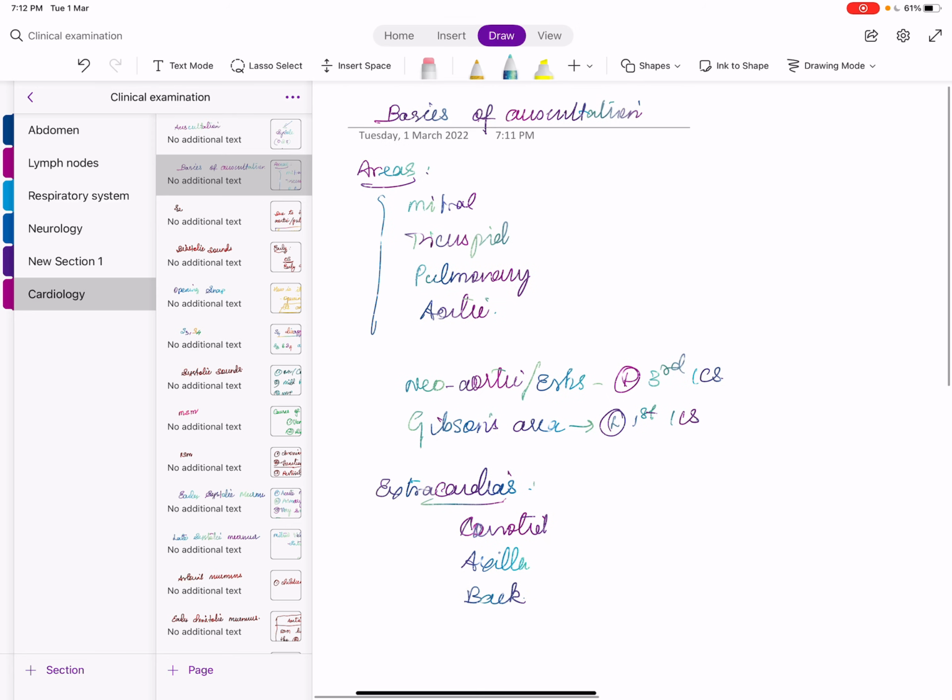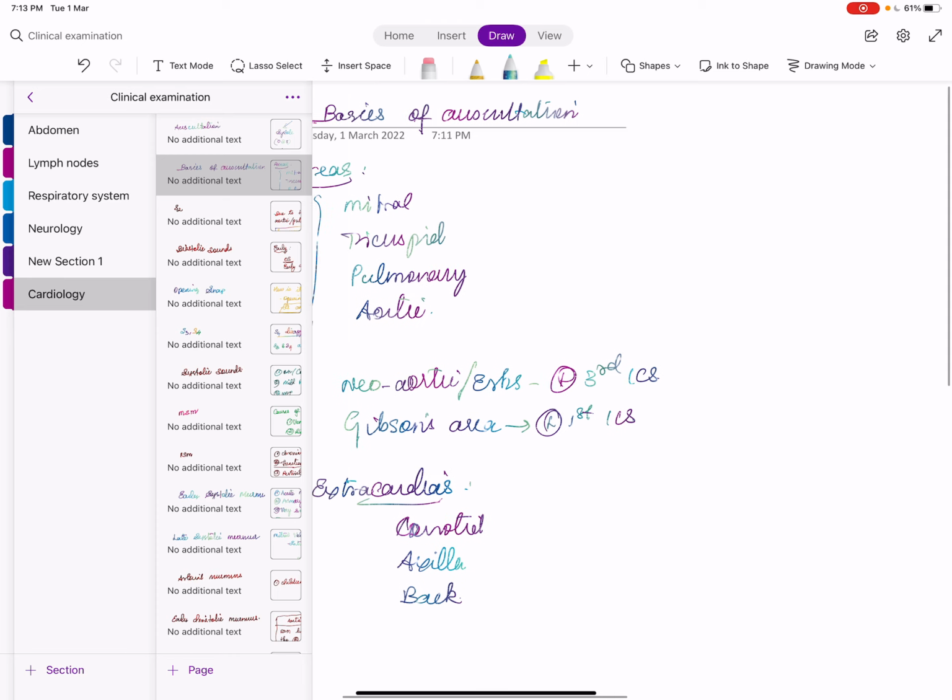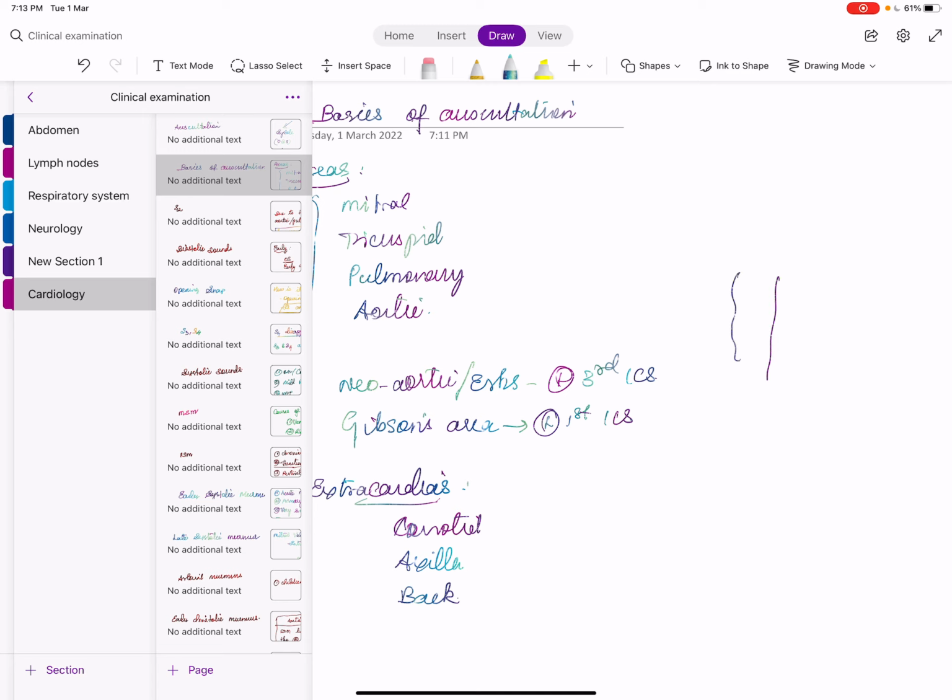What is S2 now? It is the sound produced due to the closure of the aortic and pulmonary valve at the beginning of diastole. Again, this has two components: the sound produced by closure of the aortic valve, which is A2, and the sound produced by closure of the pulmonary valve, which is P2. What important event occurs between S1 and S2? In S1, the mitral valve closes. In between S1 and S2, the aortic and pulmonary valve open. So the opening of the aortic and pulmonary valve is an important event that occurs between S1 and S2, during mid-systole.